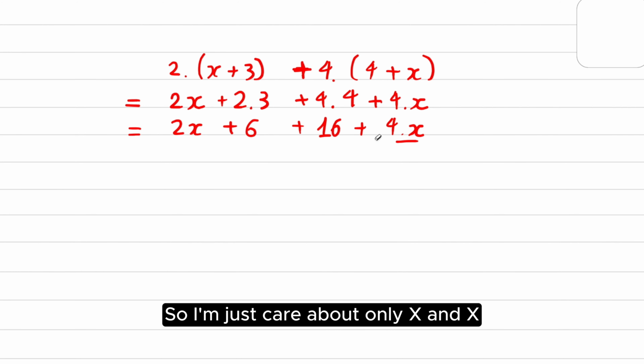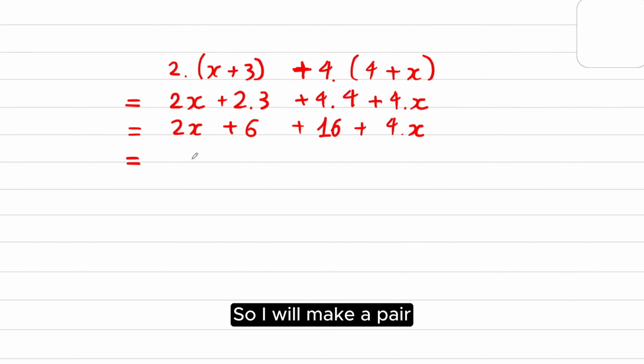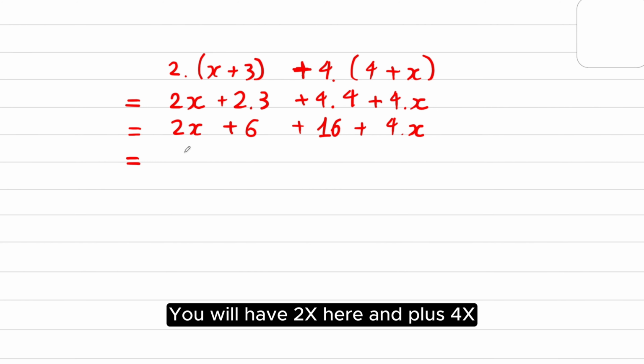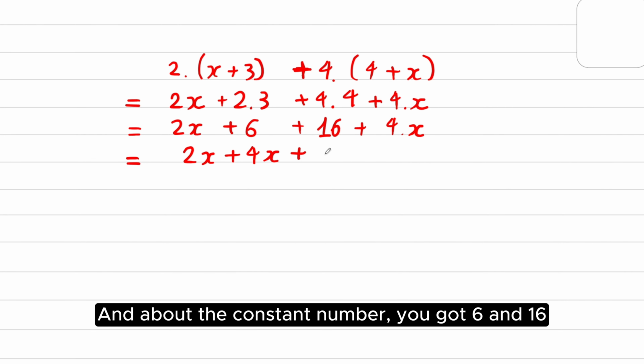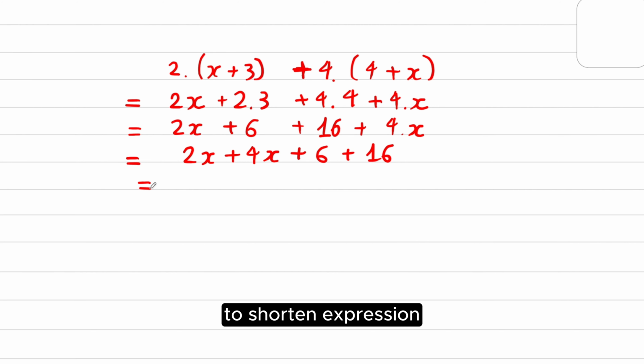I only care about the x terms and the constant numbers, so I will make pairs. You will have 2x here and plus 4x, and for the constant numbers you have 6 and 16. It is just like simplifying the longer expression into a shorter expression.